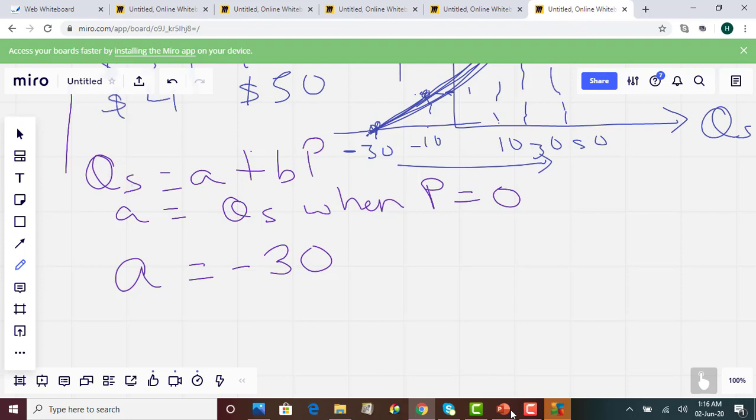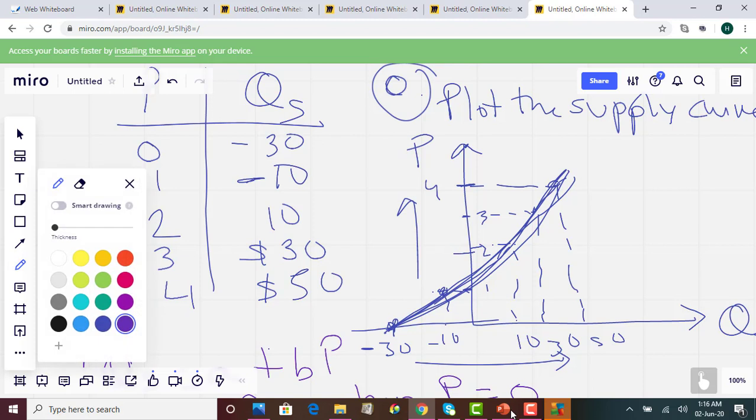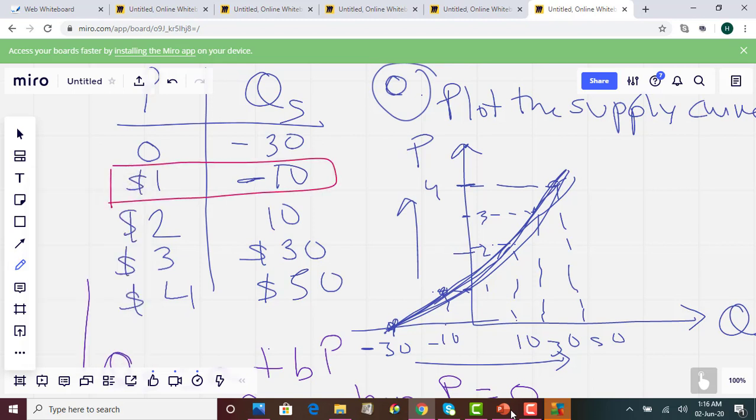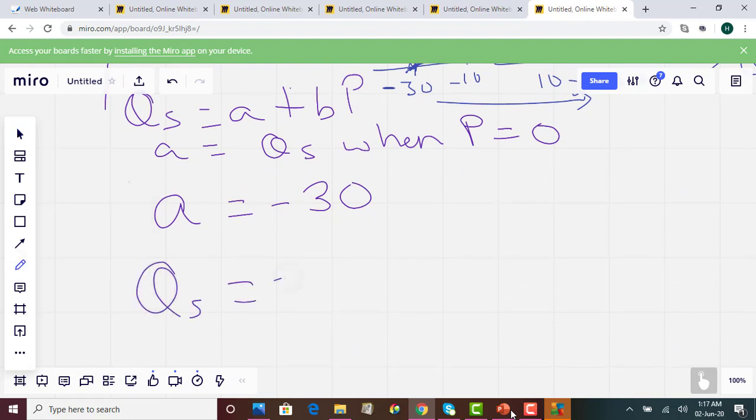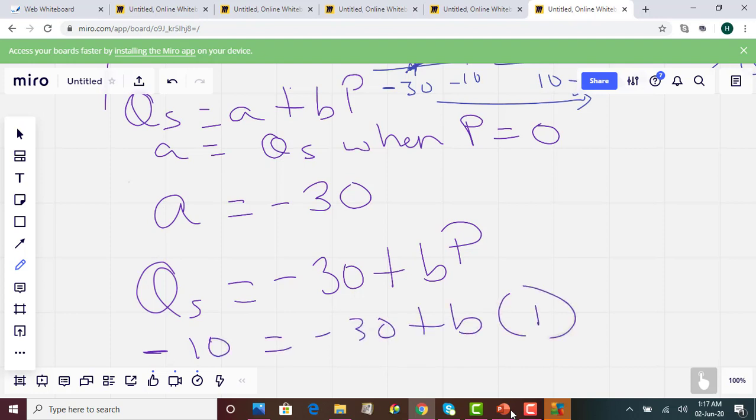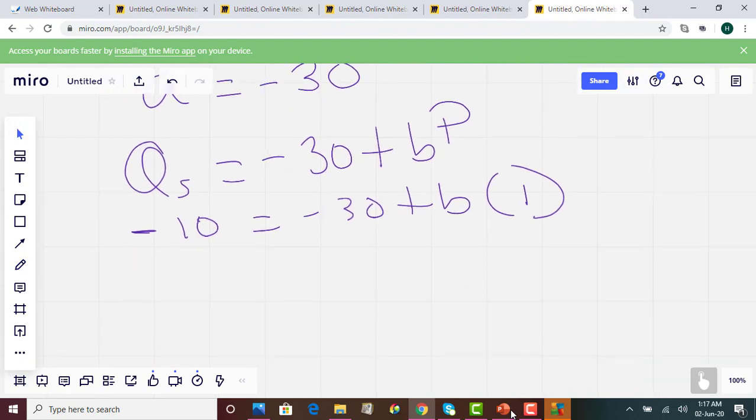That means the value of A is equal to minus 30. Okay, now we need to find B. Again, we can take any point, just like the demand curve we showed last class. We can take any point, this one or this one. We will end up with the same result for B because it's a straight line linear function. It will not vary. So for simplicity, let's take this point and calculate the value of B. Price is 1 and quantity supplied is minus 10. So based on that, we know QS equals minus 30 plus BP. At price 1, quantity supplied is minus 10, so minus 10 equals minus 30 plus B times 1. If we move the numbers around, B equals minus 10 plus 30, or B is equal to 20.